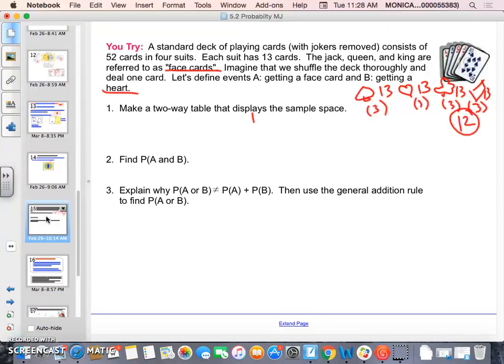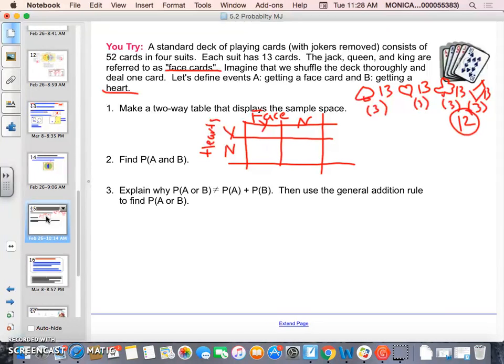The first outcome is event A, which is, let's say, face cards. And over here, we're going to talk about hearts. That's event B. And we're going to say yes or no, and yes or no are our options. And over here, we'll have our totals. So that's what it should look like.